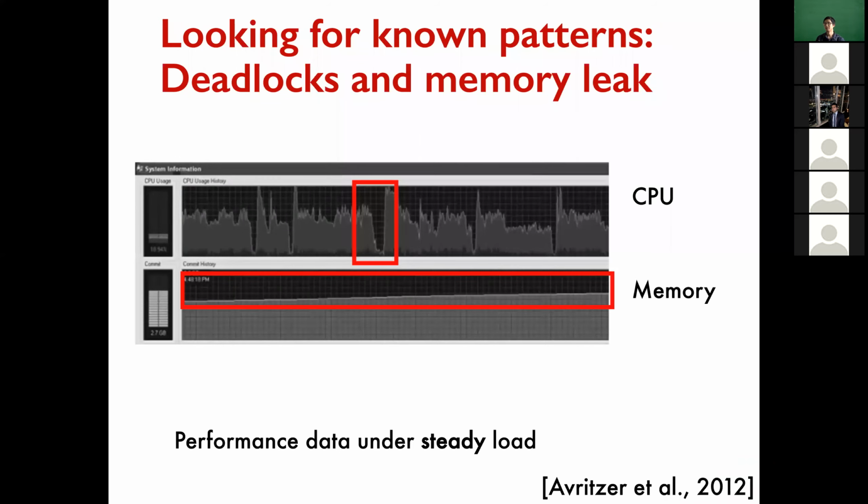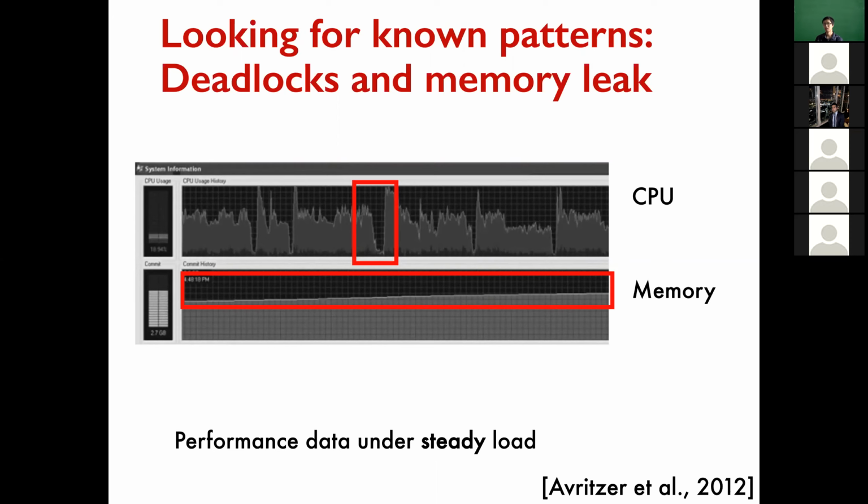In this example, it basically shows the CPU and memory usage of the system. The horizontal axis shows the time, right? The vertical axis shows CPU and memory respectively. So we can see that the CPU is not steady, right? Sometimes we see a very low usage of CPU, right? What happens? This is a known pattern that shows that there is a deadlock.